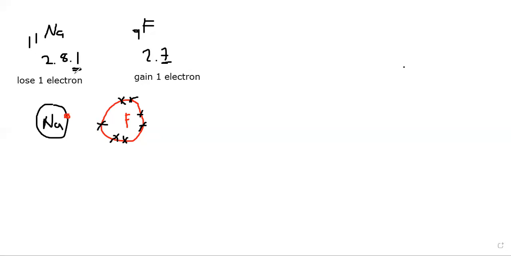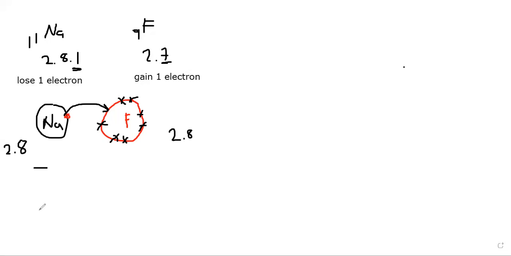As we know, sodium must lose 1 electron and fluorine wants to gain 1 electron. So we will transfer 1 electron from sodium to fluorine. Once this happens, the new electronic configuration for sodium would now be 2,8 because it lost the 1 electron on the third shell. And for fluorine, it would also be 2,8 because it gained 1 electron from sodium.